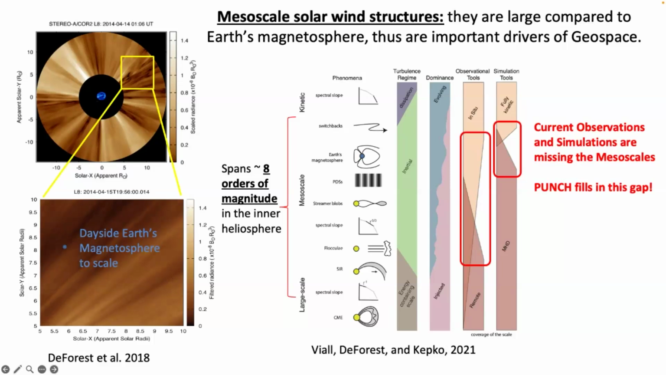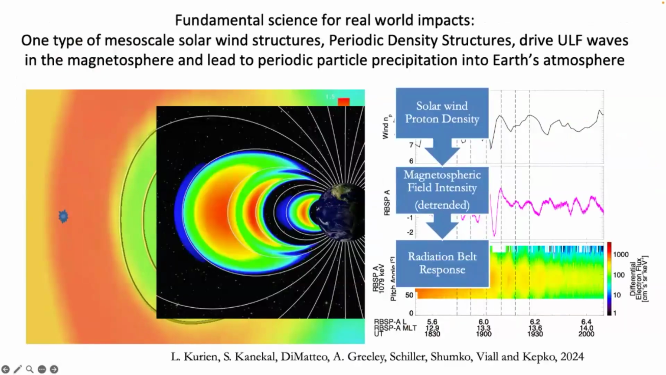We know that they get to 1 AU. We see them in the in situ data. And we know from composition that they're the same ones that left the sun, but we do not yet have the ability to follow them all the way. PUNCH is going to be able to do that for the first time. And so we're actually going to be able to see these structures all the way to 1 AU. And so you can see why it matters if we're trying to get this ground state of space weather right.